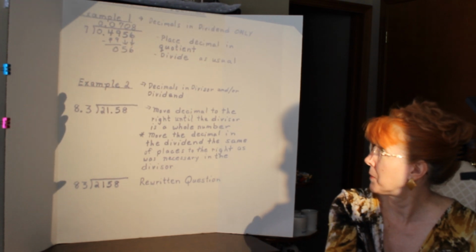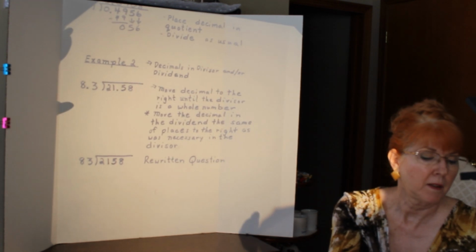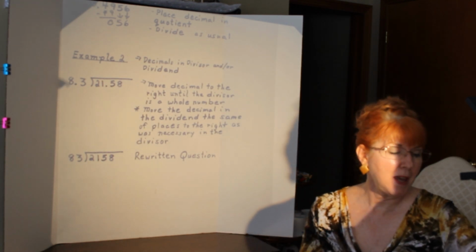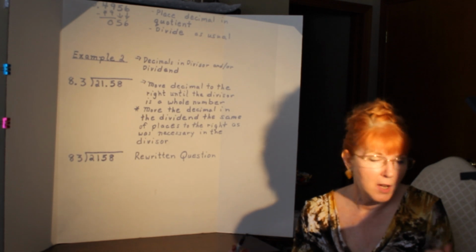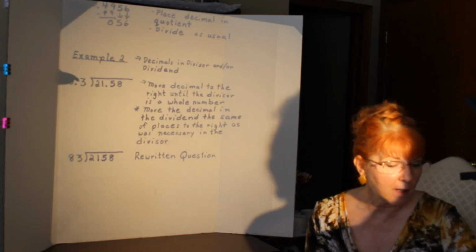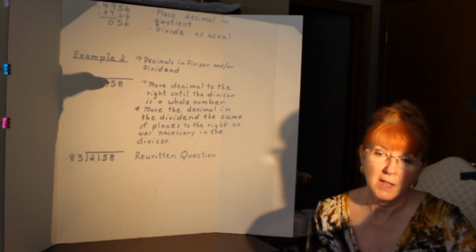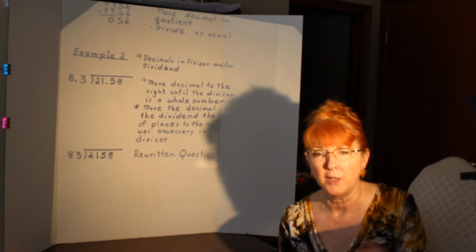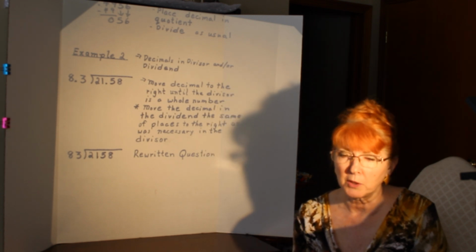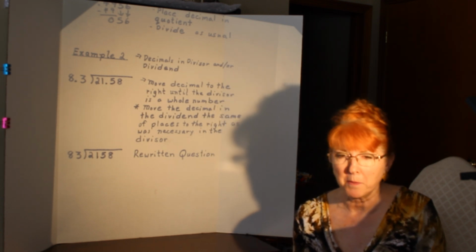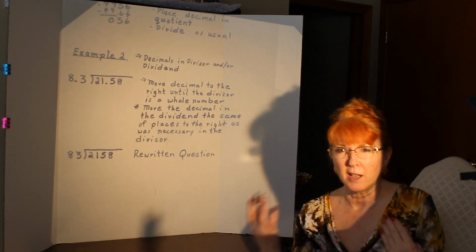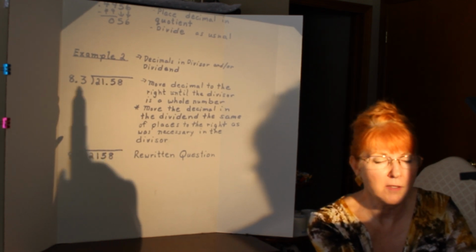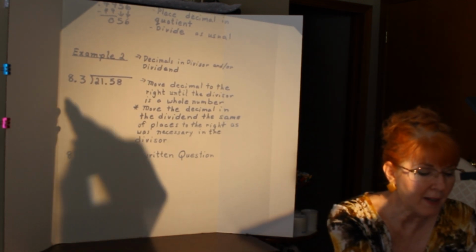So when you do that, I'm going to move this up and over. You end up with 8.3 divided into 21.58. So divisor, dividend. In this case, you cannot divide numbers unless you have no decimals. Now, a calculator will do it automatically for you, but if you're doing it paper and pencil, you need to understand how it works. The decimal in the divisor can't stay there. So it has to move.